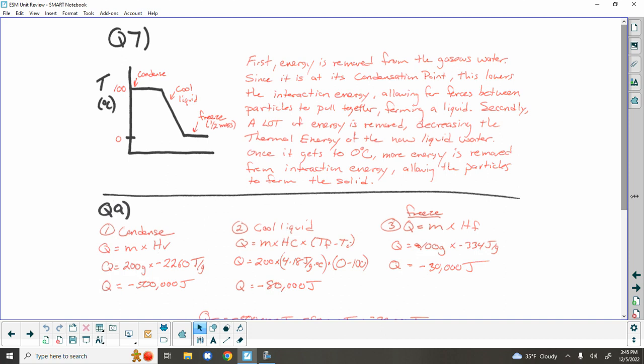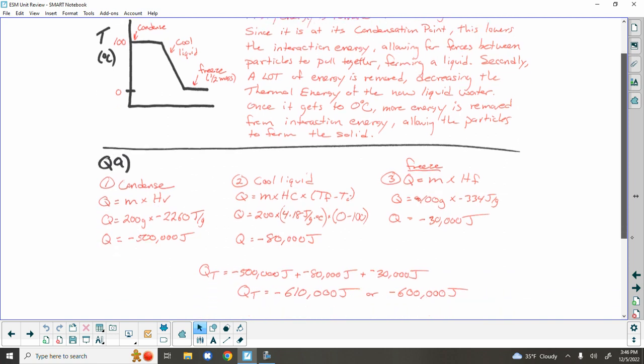So first, energy is removed from the gaseous water. Since it is at the condensation point, this lowers the interaction energy, allowing the forces between particles to pull them together, forming a liquid. Secondly, a lot of energy is going to be removed, decreasing the thermal energy of the now liquid water. Once it decreases to the point where we have 0 degrees Celsius, more energy is removed from interaction energy, allowing the particles to form the solid. Again, only half of it, but still going to be forming into a solid.